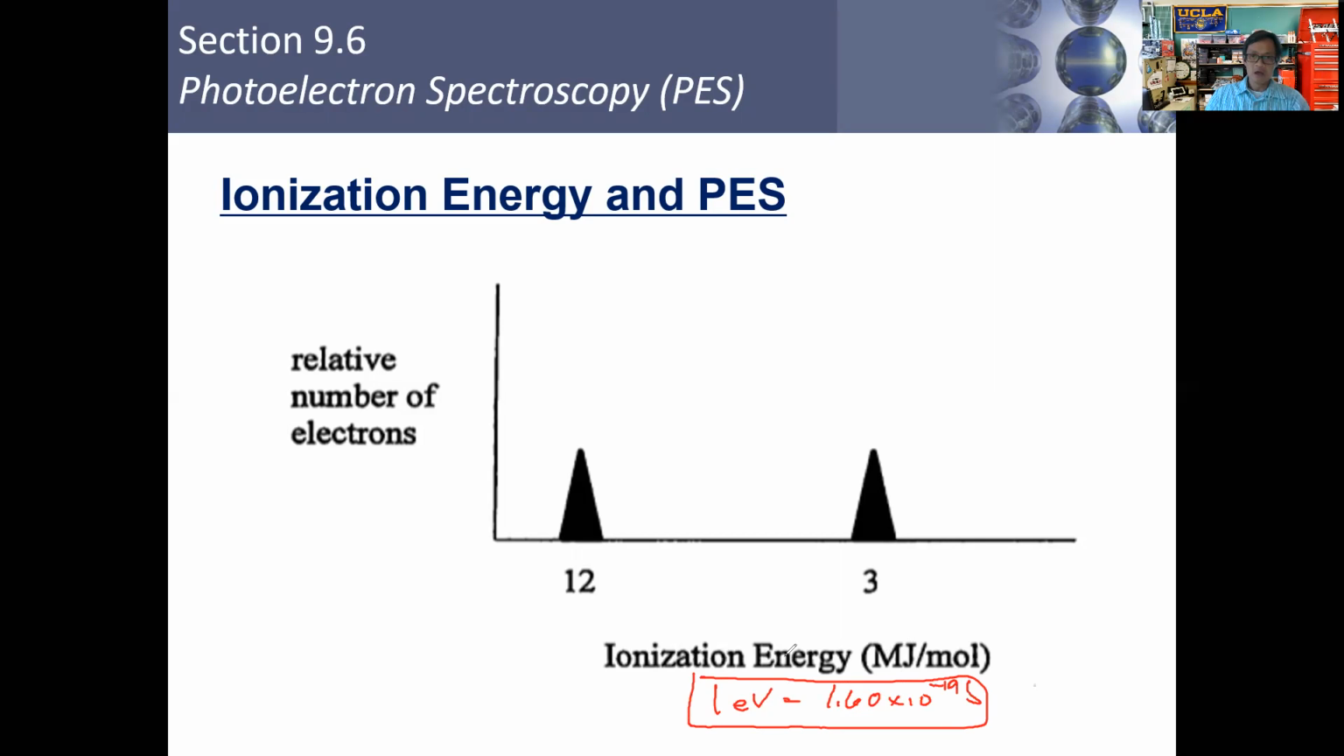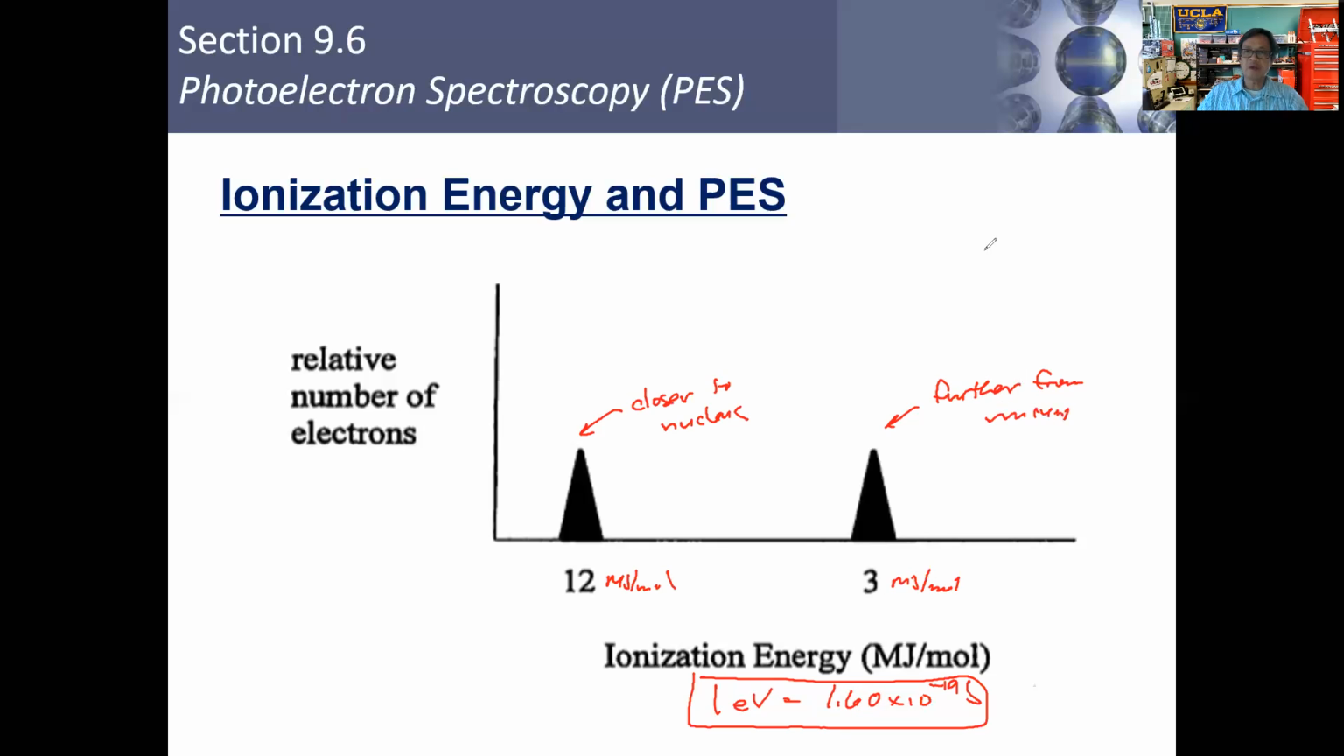So what we're seeing here is that we have a higher ionization energy here. This is megajoules per mole, and this is megajoules per mole. Which means these electrons represented by this peak here will be closer to the nucleus. And these will be further away from the nucleus, since they have a smaller ionization energy.